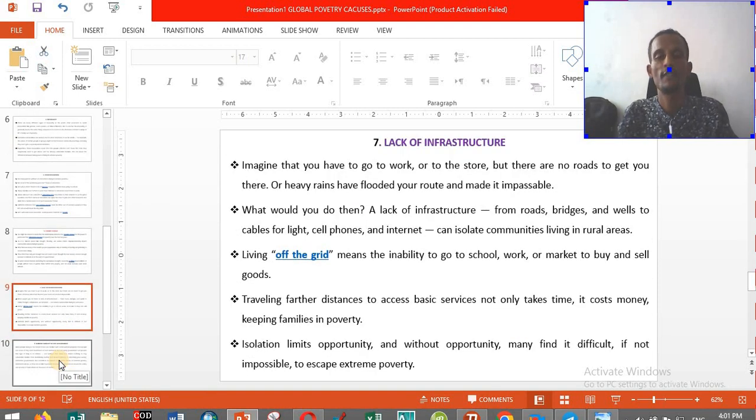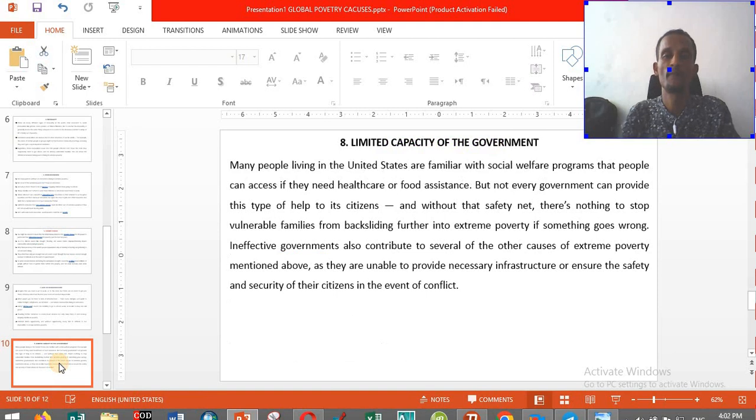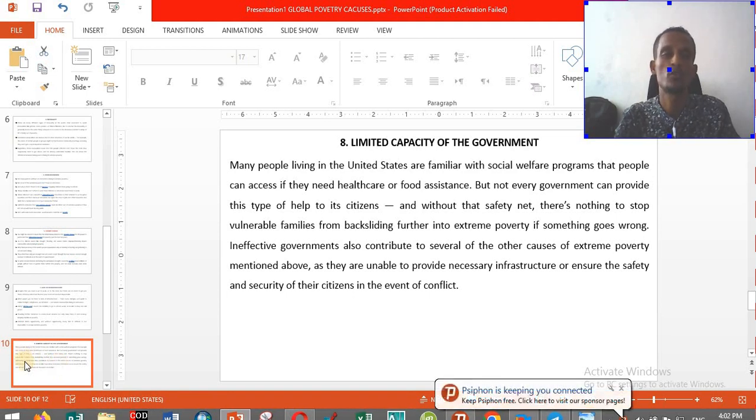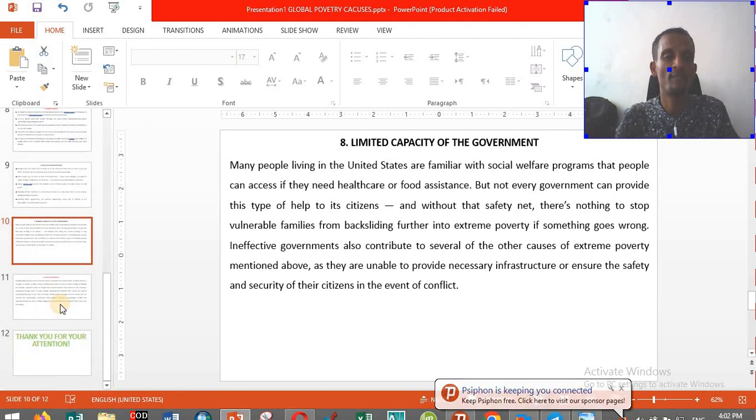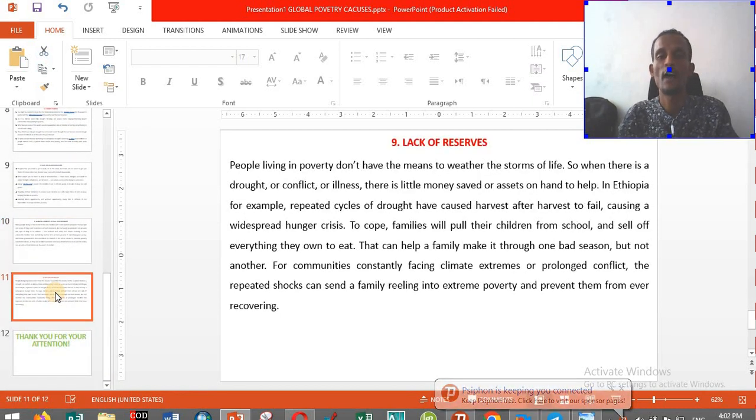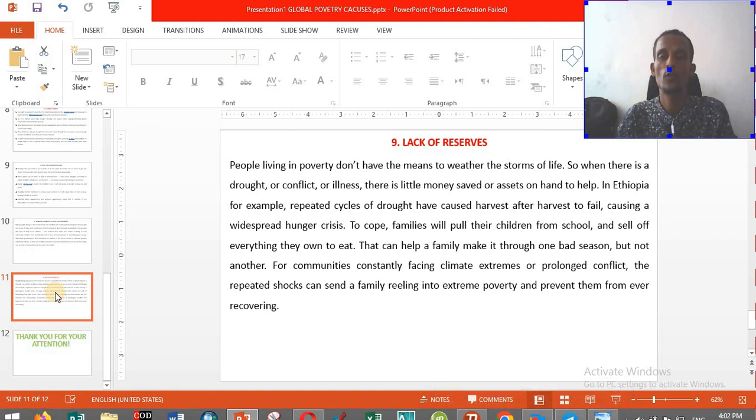Maybe the seventh, lack of infrastructure. This is also a very, very dangerous thing. The number eight is limited capacity of the government. This is also a major cause of poverty. And the last and final one is lack of reserves. This is also the ninth main cause of global poverty.